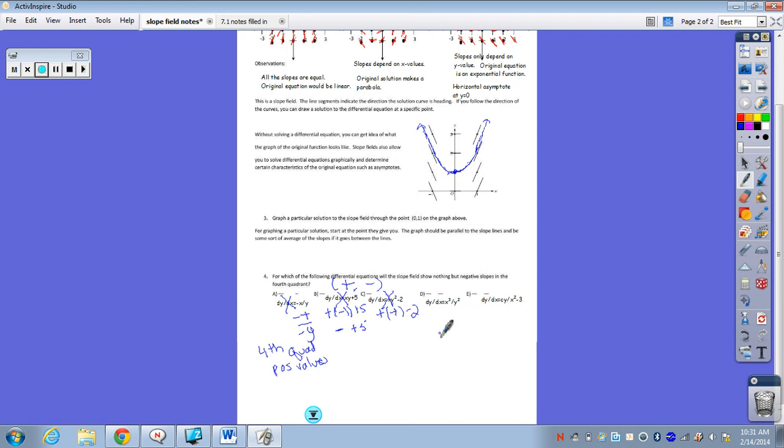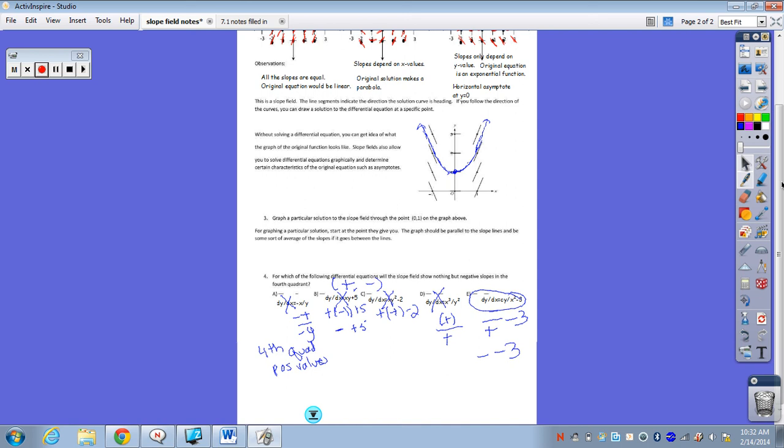X cubed over y squared. So x cubed, I'd have a positive cubed, which is a positive, over a negative squared, which is a positive. So these would be all positive. So that doesn't work. So it has to be E, but let's check it. So I have dy dx is equal to y over x squared minus 3 is what it should be. So when I do that, I'm going to have a negative over a positive, minus 3, which is a negative minus 3, and a negative value minus 3 is still going to give you a negative value. So that's why it's E, the slopes in the fourth quadrant. So that's kind of an application problem.